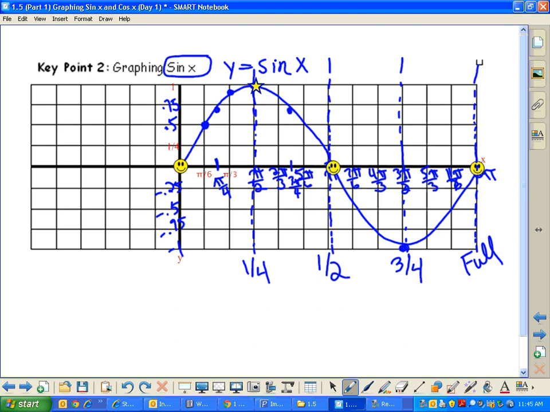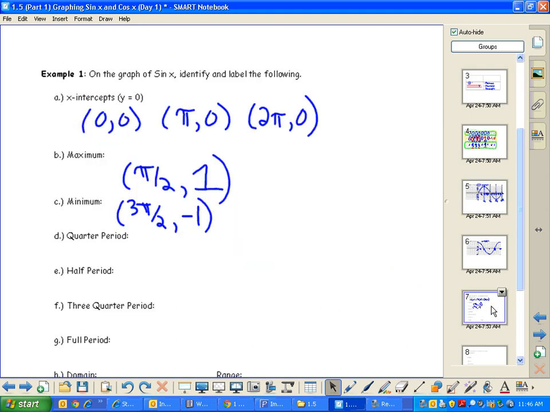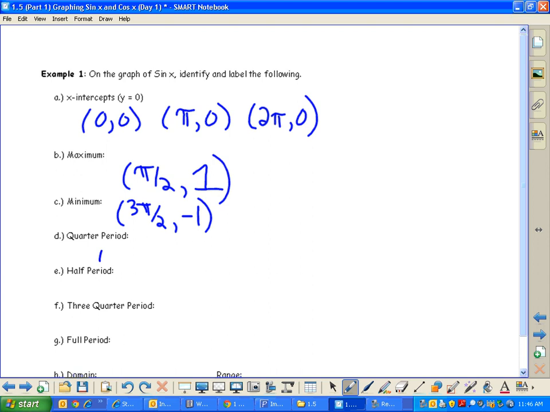The next questions ask you, what points do you see at these quarter period marks? So when you look at these questions here, what they're asking you is, what point do you see at the first quarter period? In other words, at pi over 2, what point was there? Well, at pi over 2, we said it before, we saw a maximum. That was the point pi over 2, comma 1.